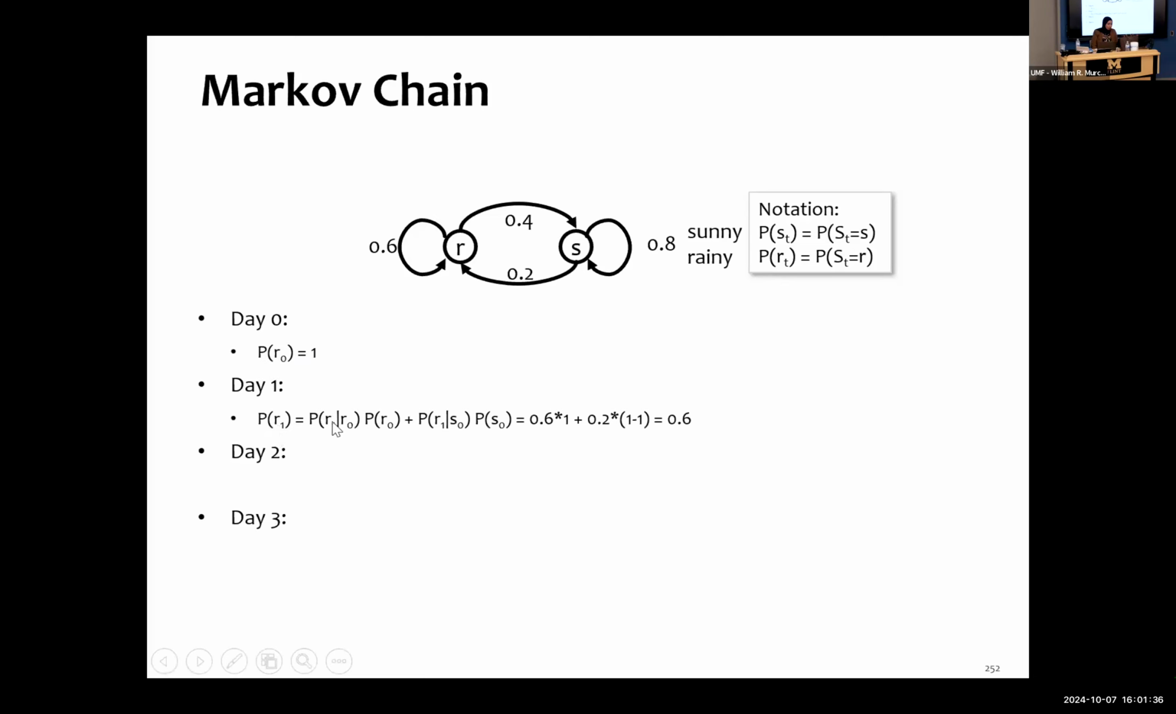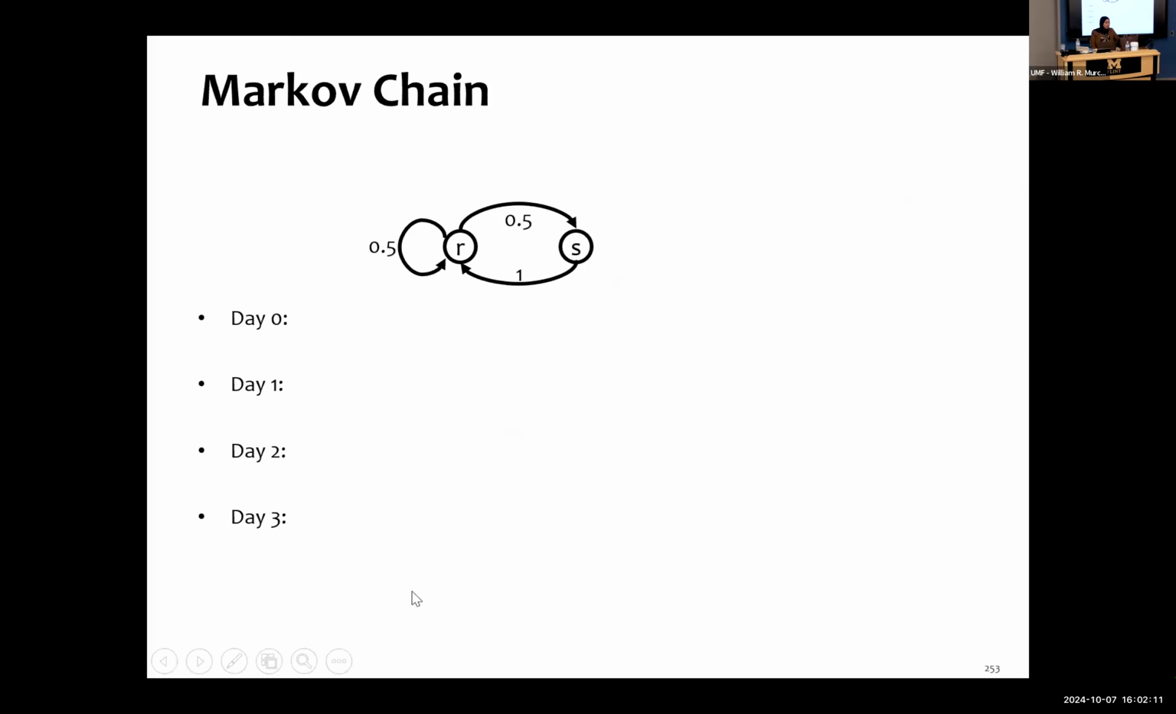If it's rainy today, day 1 could be rainy with the previous day rainy, or the other possibility, rainy on day 1 and the previous day sunny. So we decorticate this and compute to find 0.6. And then for day 2, we apply the same logic. The probability that it's rainy on the second day could be given the previous day is rainy, or given the previous day is sunny. Day 3, we keep applying this concept.